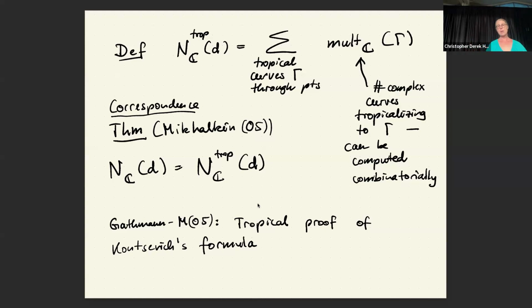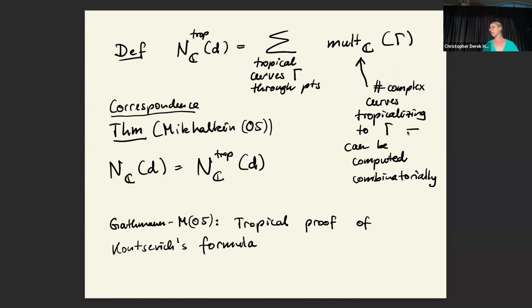And this multiplicity happens because this degeneration is very much not injective. Many algebraic curves can tropicalize to one and the same tropical curve. And so when I want to count, I have to count one tropical curve with a multiplicity that reflects how many algebraic curves tropicalize to this one, yeah? And then I do that, yeah? So this multiplicity mult_C of my tropical curve gamma, that is the number of complex curves tropicalizing to gamma.